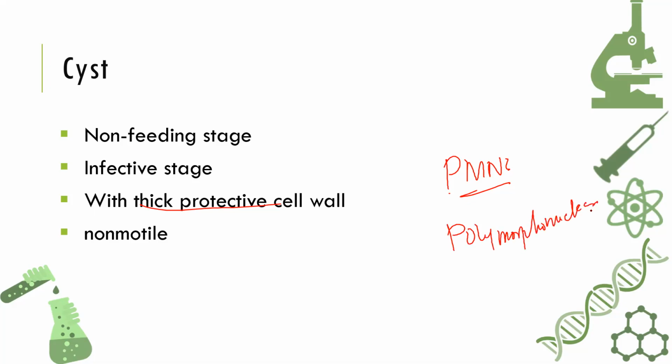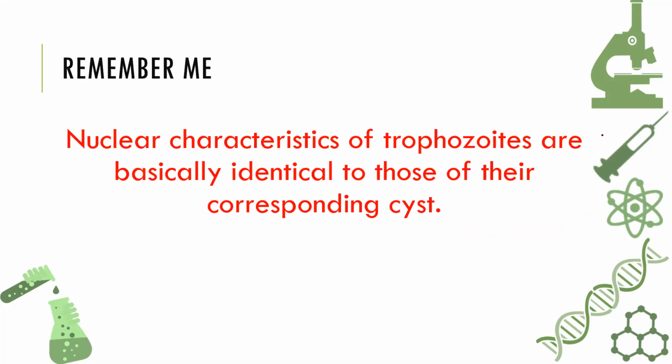Polymorphonuclear. Okay? But by means of staining, we can now see the identical characteristics of trophozoites and cysts. Now, I said a while ago that our trophozoites are sensitive to the gastric juice, and there are transformations from cyst to trophozoite and trophozoite to cyst, or vice versa.